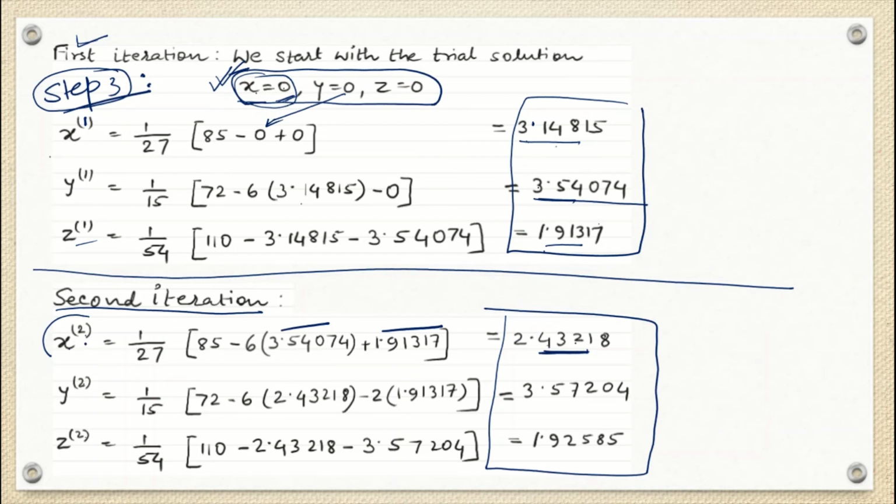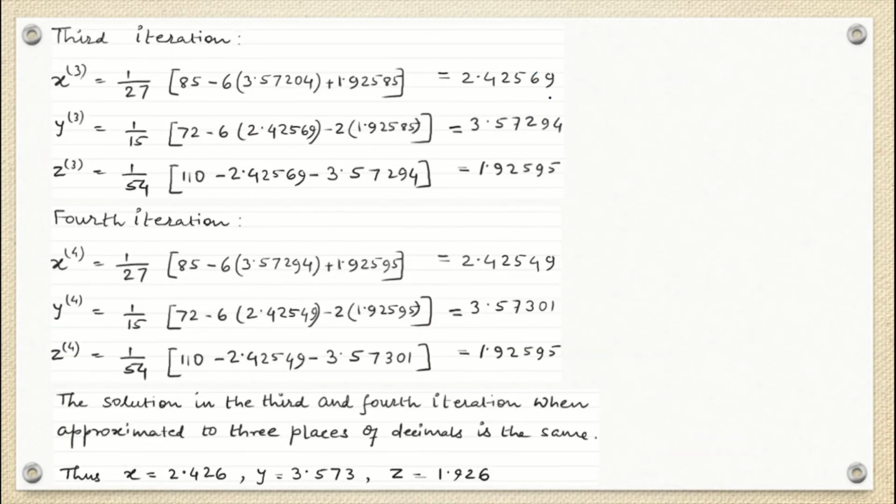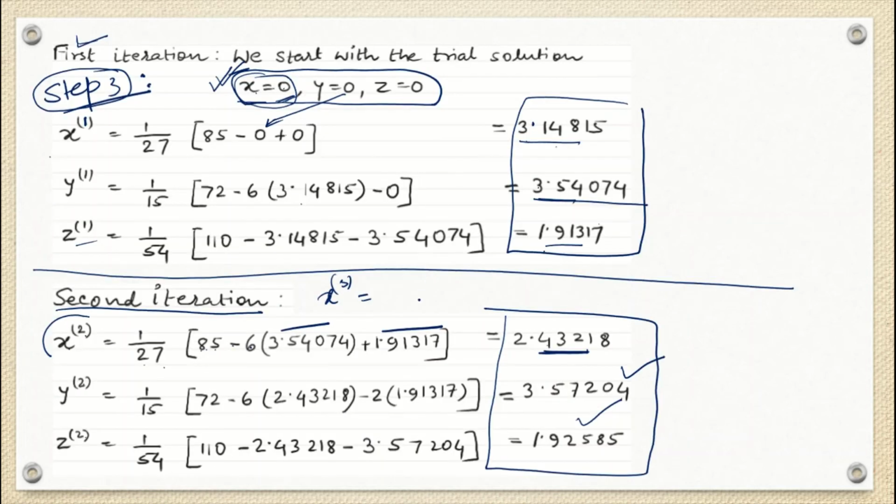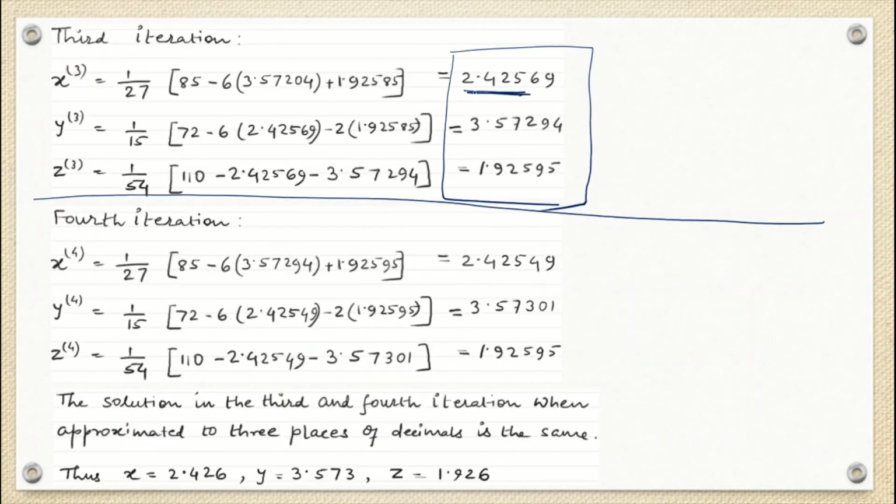So the same process I am going to write down there also. It will be your x3. x3 will be 1/27 times (85 minus 6 into y plus z). For y, I'll be using this value. For z, I'll be using this value. Same thing we have done here. Now, whether I have to go for a fourth iteration or stop here, I have to check the values of x, y, z. After the second iteration, the value of x was 2.432. Now here this is 2.425. They are not the same, so we will go for the fourth iteration.